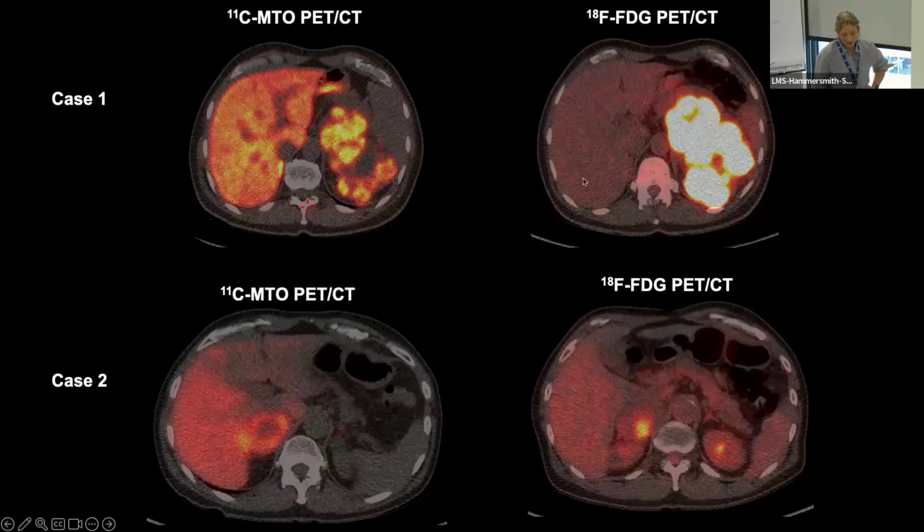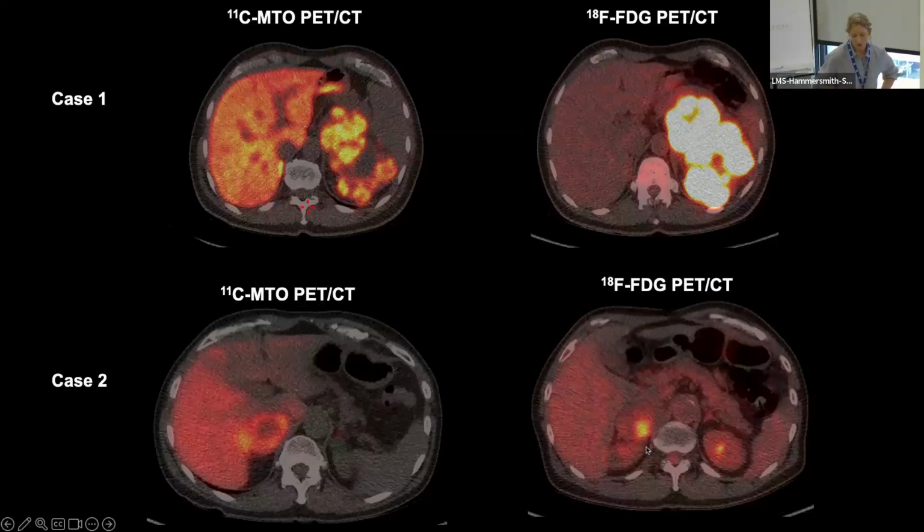The second case, similarly, this time again, right-sided adrenal mass. Again, you can see very patchy uptake of 11-C-metomidate, this central area of photopenia. And again, on a concurrent fluorodeoxyglucose PET-CT, we see even a different distribution of uptake on the FDG PET-CT.